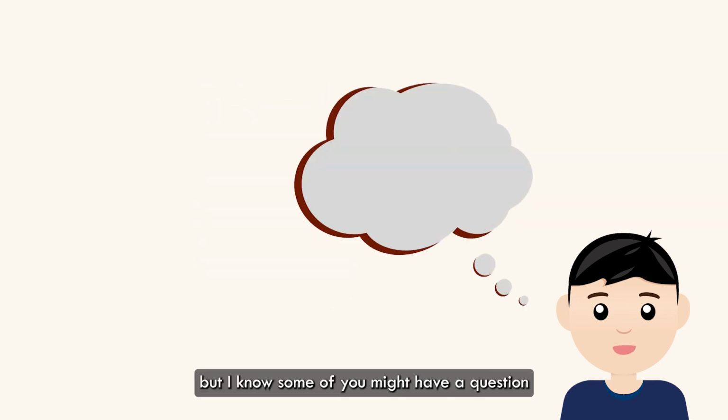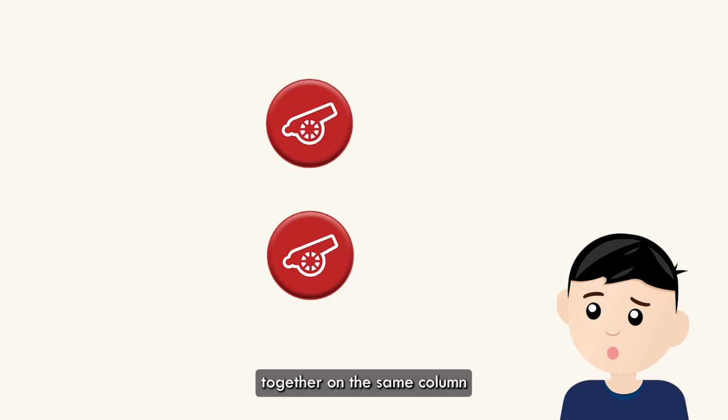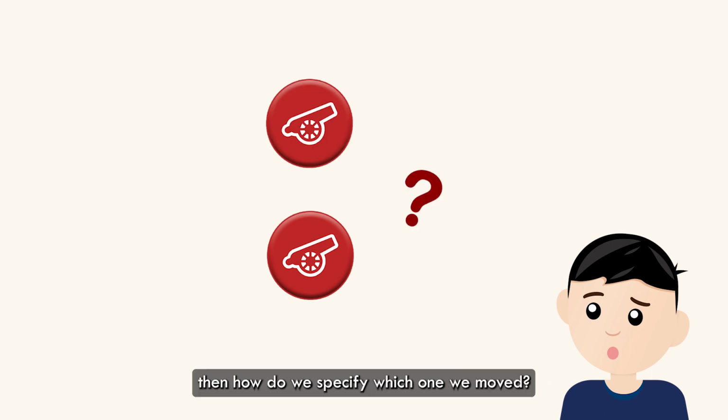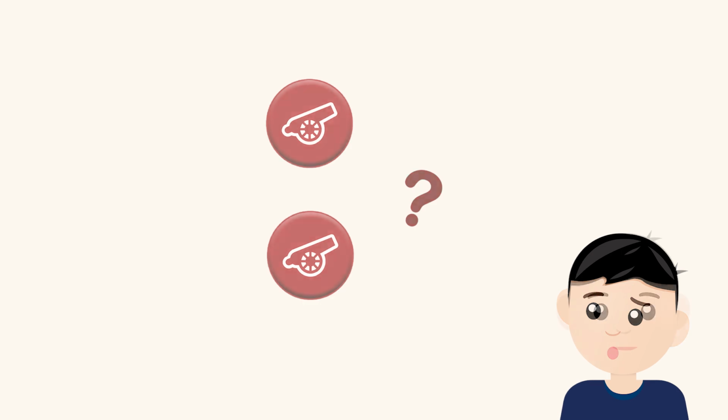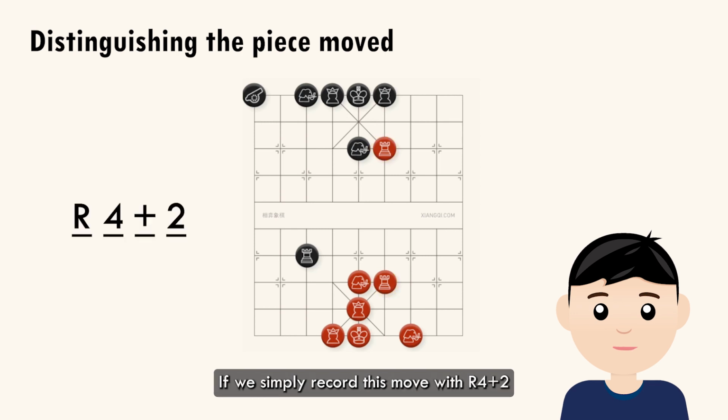At this point, we have completed the basics on how to record a move. But I know some of you might have a question. If I have 2 pieces of the same type together on the same column, then how do we specify which one we moved? For example, in this situation, there are 2 red chariots on column 4. If we simply record this move with R4 plus 2, when other people take a look at the position and the record, how do they distinguish which chariot was actually moved?